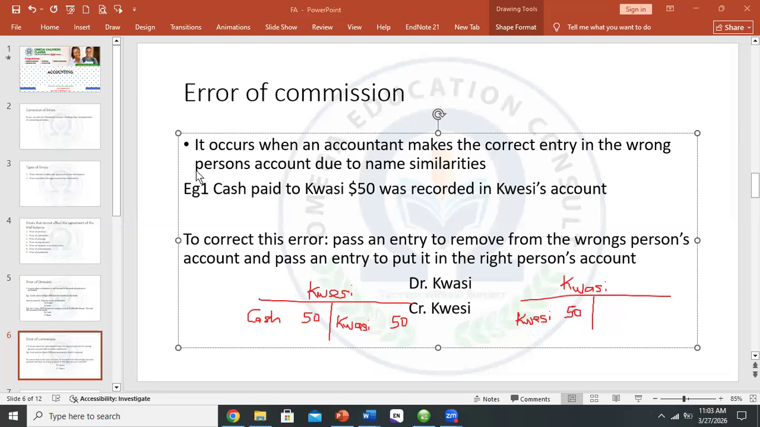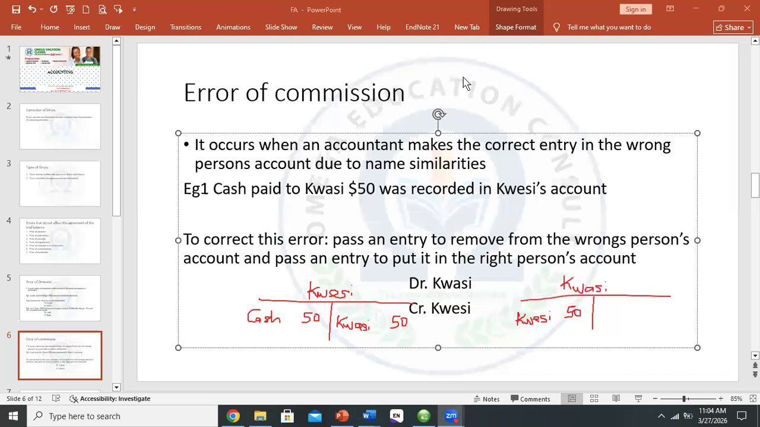Great. So professors, I hope you understand. So that's error of commission. I think I'll pause here. We'll deal with the remaining 5 in our subsequent lessons. But let me quickly recap. Today I'll do my recapping by asking professors to tell me what they have learned so far about correction of errors or errors in general. So who is going to do that for me? Or maybe I should ask guiding questions.